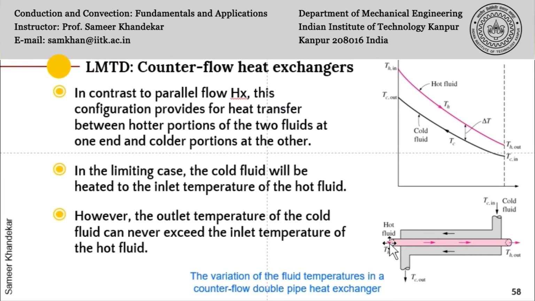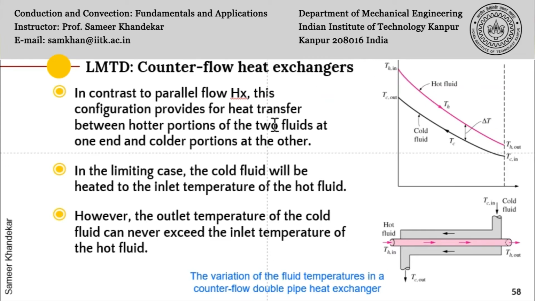Now what will happen if you make this asymptotically long? In the limiting case, the cold fluid will be heated to the inlet temperature of the hot fluid. So essentially, if you make it very long, this point will shift upwards and eventually meet the hot fluid in an infinitely long heat exchanger. However, the outlet temperature of the cold fluid can never exceed the inlet temperature of the hot fluid. So it can only asymptotically reach it.